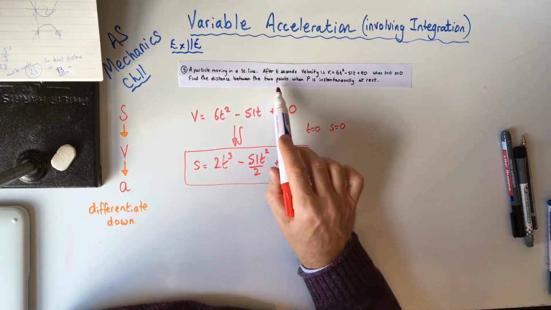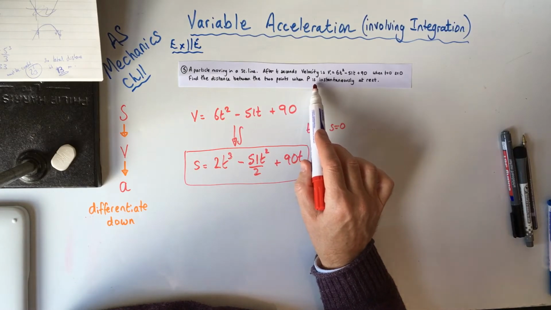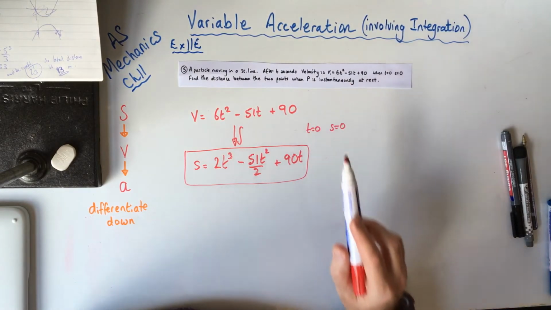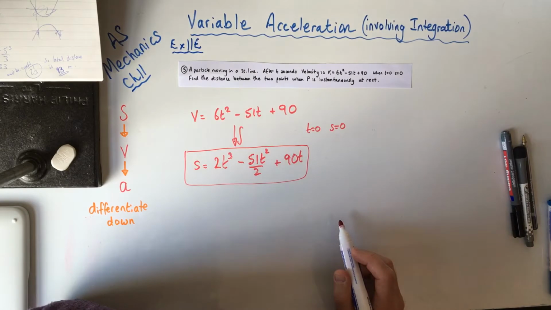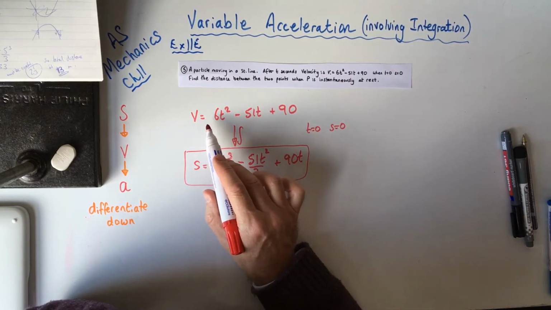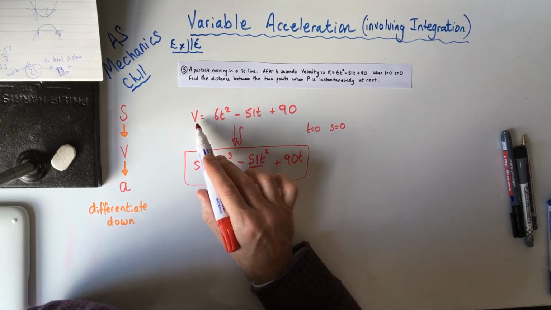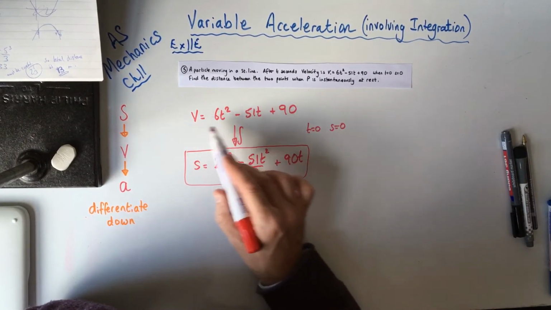Find the distance between the 2 points when P is instantaneously at rest. Okay, so yeah, it's a good question, this one. So P is instantaneously at rest. Okay, we'll look at the velocity. It's at rest when v is 0. So when the velocity is 0, that's when it's instantaneously at rest. And this is a quadratic.